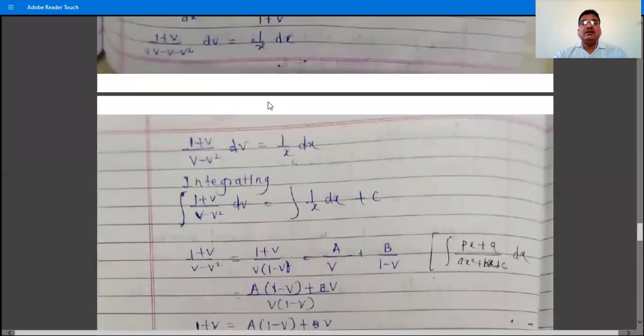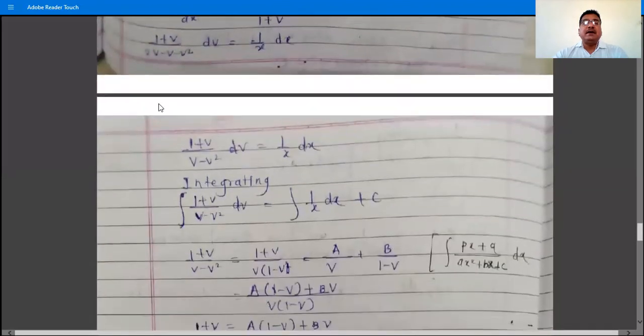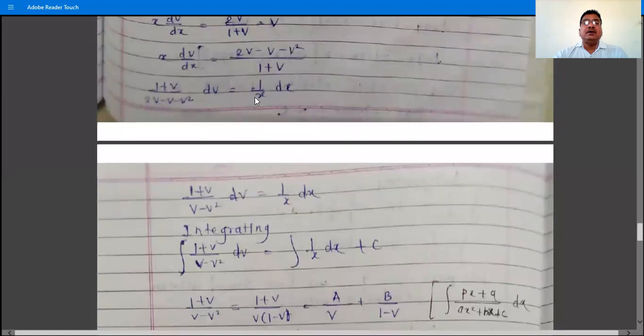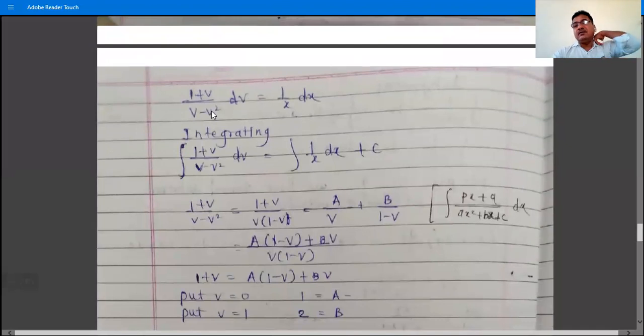So now it is in the variable separable form. 1 plus v divided by 2v minus v square dv is equal to 1 by x dx. If you observe this step, what do we observe? In the LHS, all the terms are functions of v. In the RHS, all the terms are functions of x. And so it is in the variable separable form.